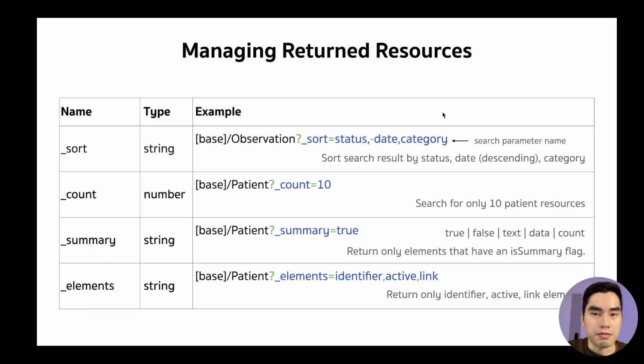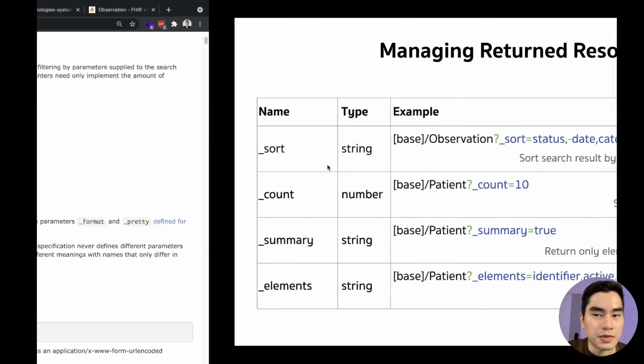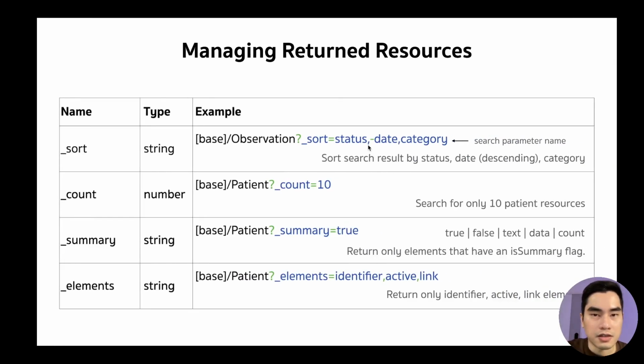Next one is managing the return resource. Most of the time we use this because when you send the search request to the server, it returns a bundle as a search set, right? And we can manage that bundle, like sort it or limit the number of resources in that bundle. Okay, so we will go one by one.